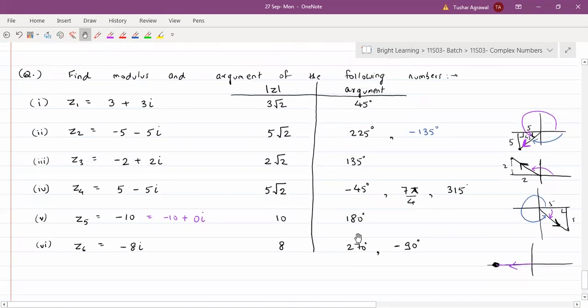So that's all for now. Tomorrow we will study the algebra of complex numbers: addition, subtraction, multiplication, division. Okay.